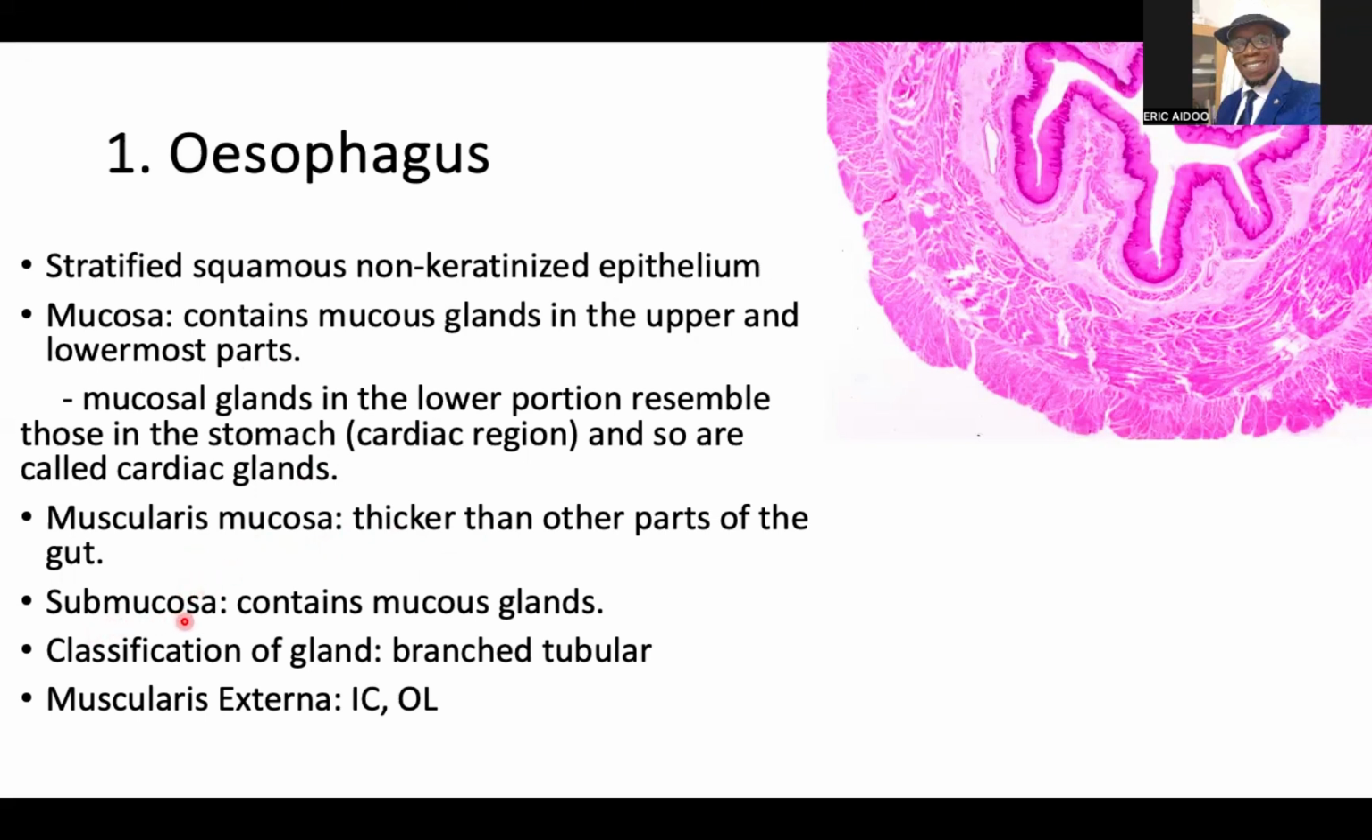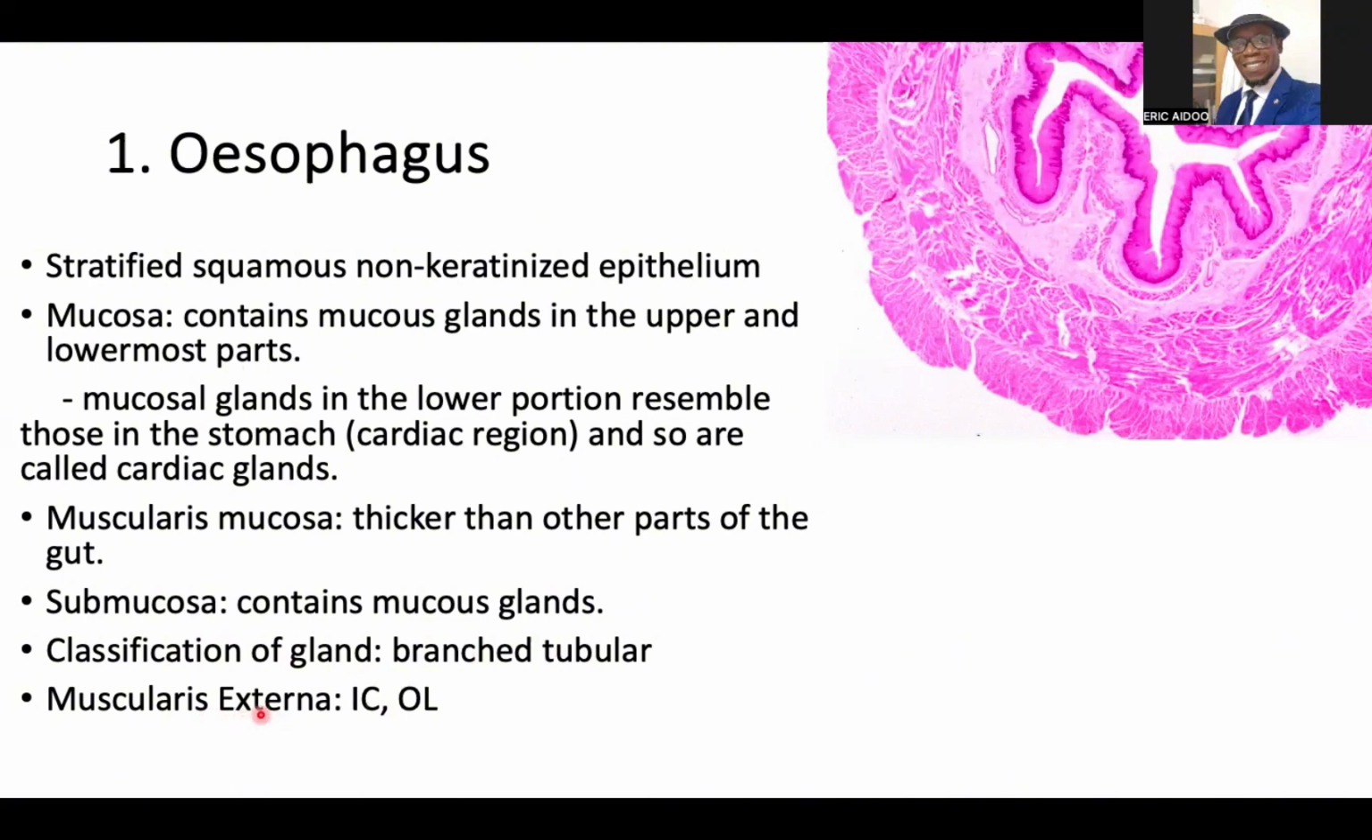Then you have the submucosa, which contains mucous glands. So in this case, we are looking at mucous glands in the submucosa and mucous glands in the mucosa. And this will be the esophageal gland proper, that's how we sometimes call it. The glands can be classified as branched tubular.